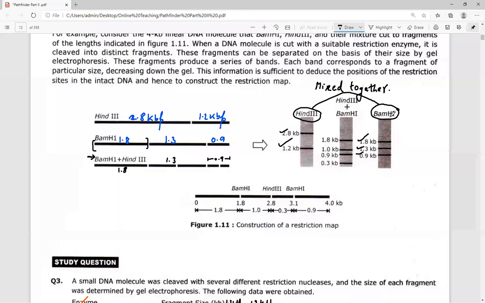You can find this BamH1 fragment 1.8 being made here. There is another fragment 1 which has been made. 1 is this particular fragment, 0.3 is this particular fragment, 0.9 is this particular fragment, this fragment is 1.8. Okay, then you have the other fragments which are present. 1.2, 9 plus 3 equals 1.2 kilo base pair fragment, and these are the other fragments, 0.9 base pair fragment. So that would be the construction of the restriction map.